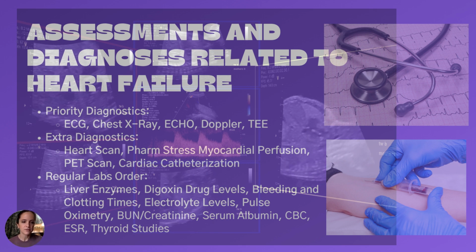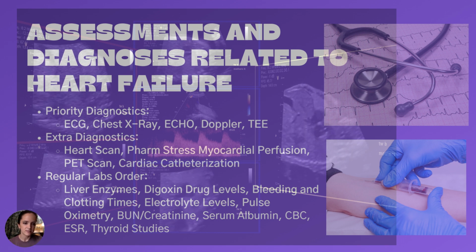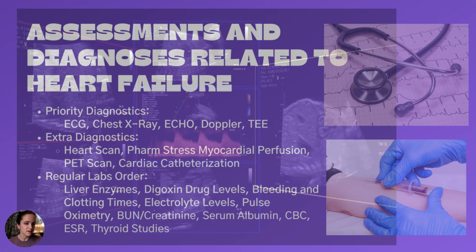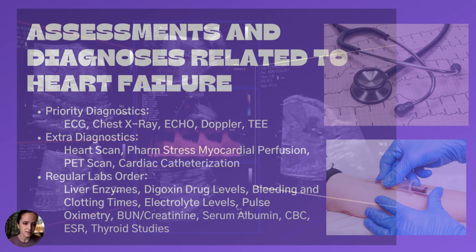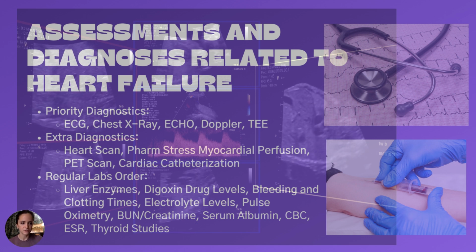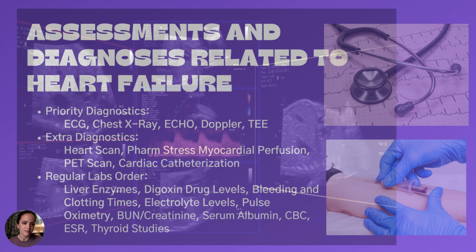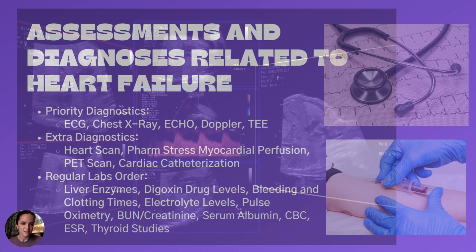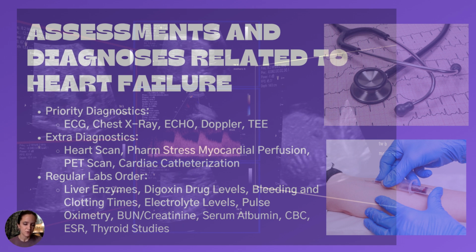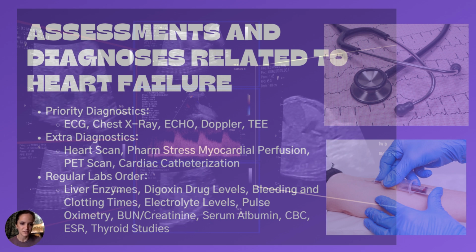Typical labs that are ordered: digoxin levels if they're on it, PT, INR, PTT, electrolyte levels. We're going to check their pulse ox probably continuously. BUN, creatinine, and assess their urine output to see how their kidneys are functioning. We want to see how the sympathetic nervous system is working. So if it is in overdrive, we're going to see the BUN creatinine go up and the urine output go down. So we want to make sure that it's okay.